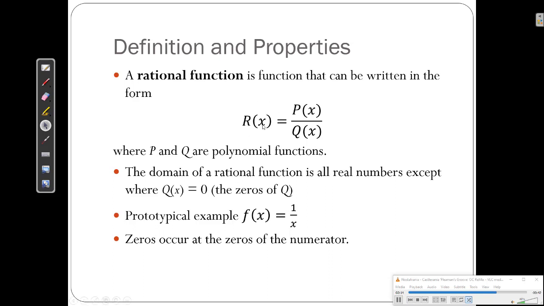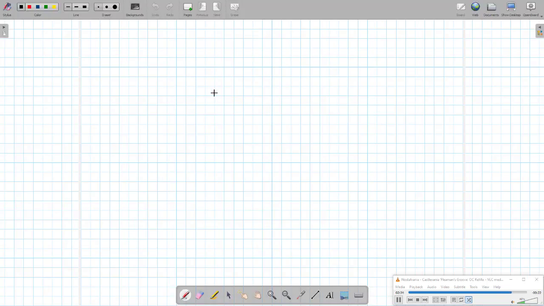Zeros of a rational function always occur at the zeros of the numerator, because zeros of the denominator would make it undefined. Can't be in the domain at all. We're going to look at f of x equals 1 over x because it's a good function to really illustrate most of the properties of rational functions. Let's look at f of x equals 1 over x.